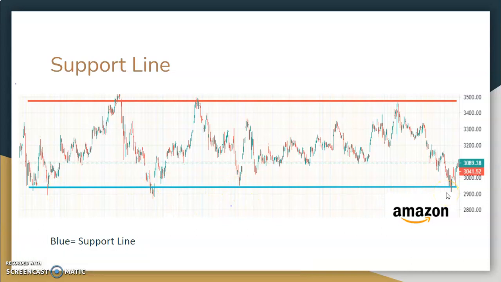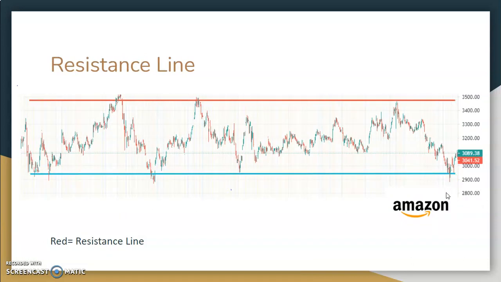In the same image, the red line represents the resistance line. As you can see, every time Amazon approaches $3,500, it gets rejected and falls in value. This information can be used to safely predict how Amazon will move each time it hits a support or resistance level.